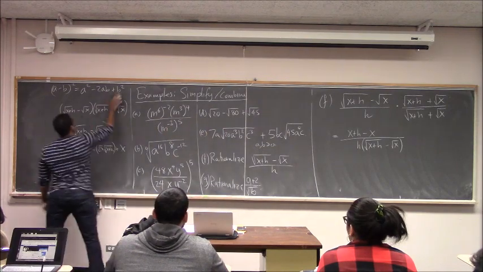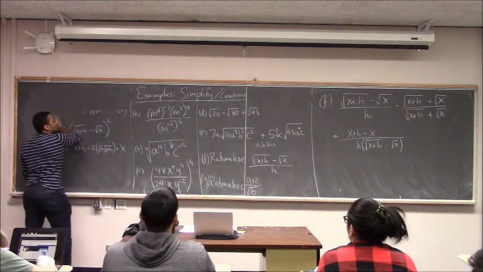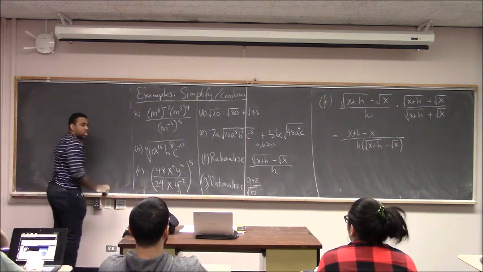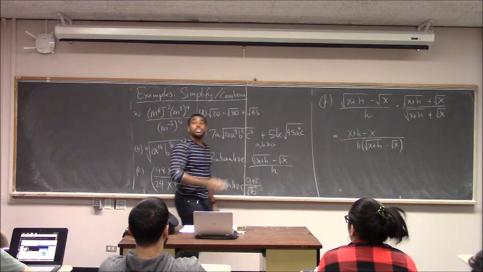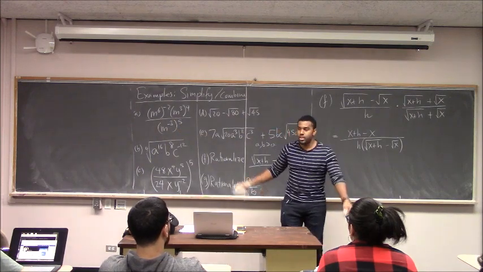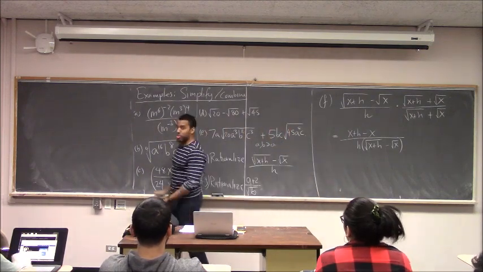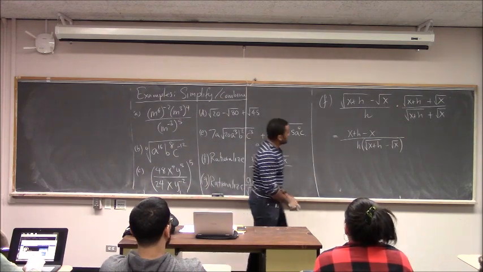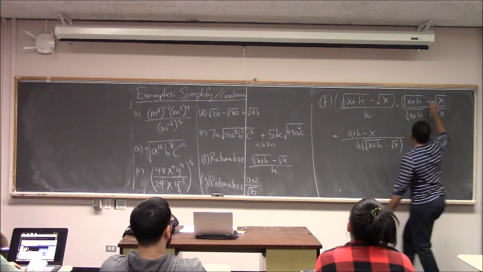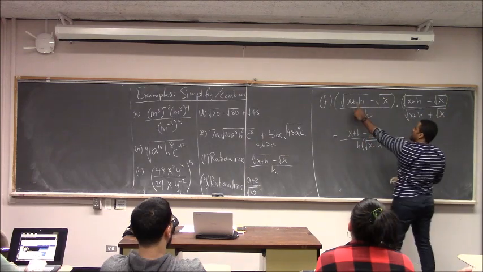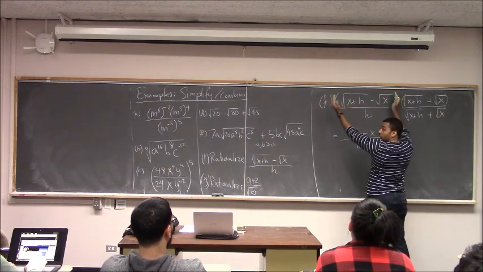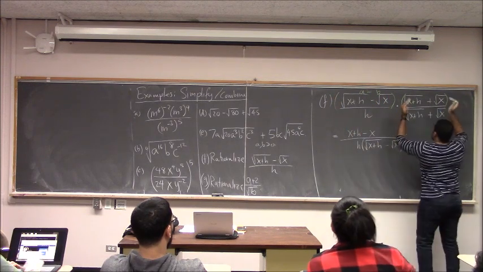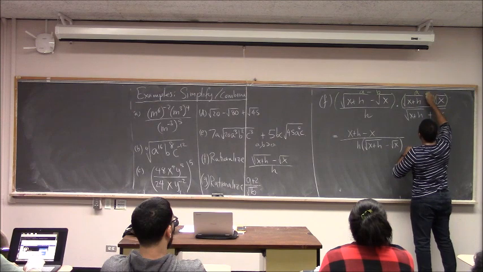Why change the middle sign? What's the rule? What's the buzzword? What's the key phrase here? Yes? Difference of squares. That's why you change the middle sign. Look at what you have here. Let's say, again, call this A and call this B. What you have here is A minus B. What you have here is A plus B.